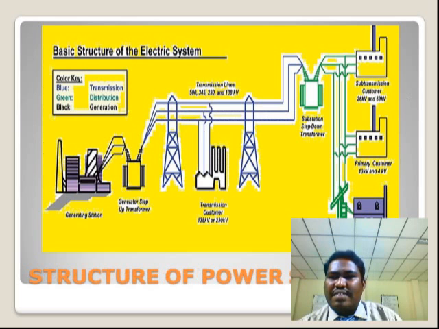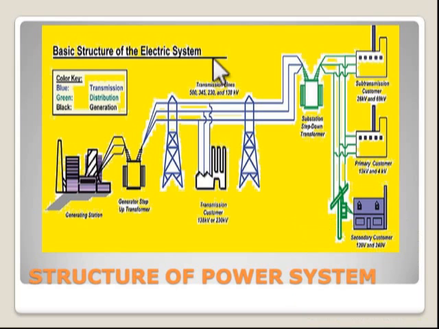So this is my basic structure of your power system. Here we have the color keys. Blue indicates your transmission, green indicates your distribution, and black indicates your generation. Here this is my generator unit. In the generator unit, from the mechanical prime mover we obtain our electrical energy. This electrical energy is fed to the generator step up transformer.